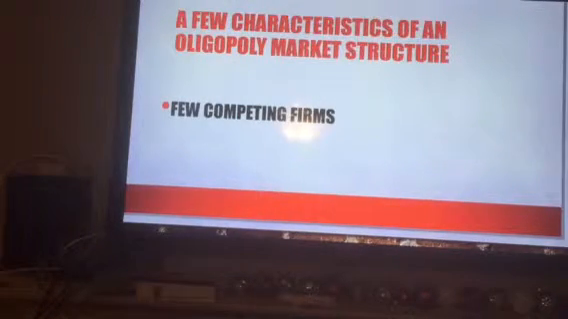A few characteristics of an oligopoly market structure. One, few competing firms. Apple competes with a few companies actually, mainly Microsoft as far as their Windows-based programs, and Samsung in the phone and tablet arena. Not a whole lot of people competing with them, but it's a heavyweight market with just a few competitors in it.